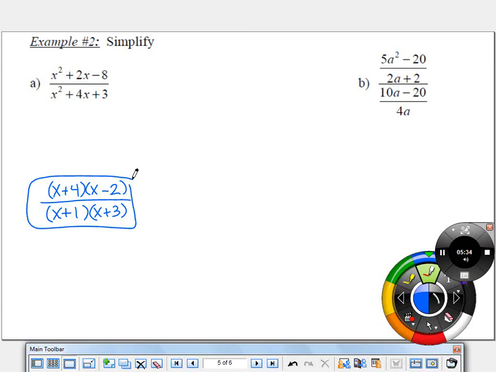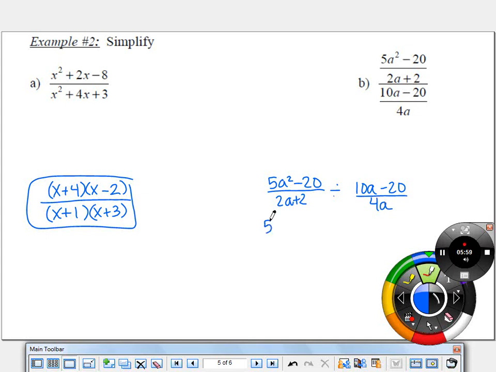In part B, it looks really complicated. As a matter of fact, they call these complex fractions sometimes. That's exactly what they look like. But notice you have a fraction being divided by another fraction. So another way to write this is to recognize that you have 5a squared minus 20 over 2a plus 2, which is being divided by 10a minus 20 over 4a.